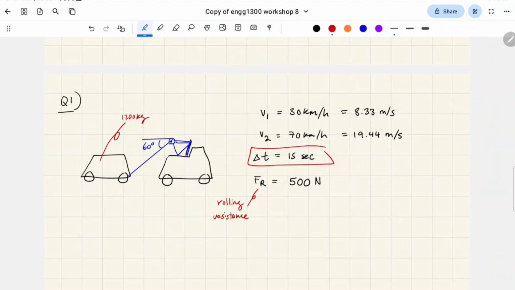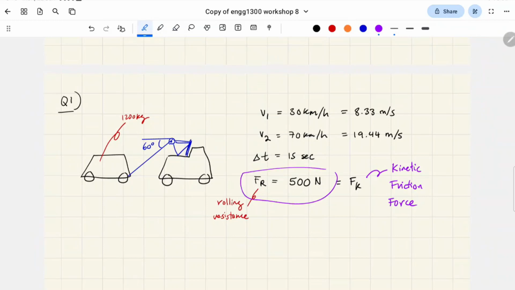And it tells you the time interval, which was 15 seconds, between this happening. It also states in the question that there's a rolling resistance of 500 newtons. So firstly, what is rolling resistance? We've never seen this word before, but it's effectively the same as your kinetic friction force, right? That's just what rolling resistance is. So when we draw out our free body diagram, you'll see that this is just a consistent vector acting to the left, right? It's going to be 500 newtons, so that's your rolling resistance, right?